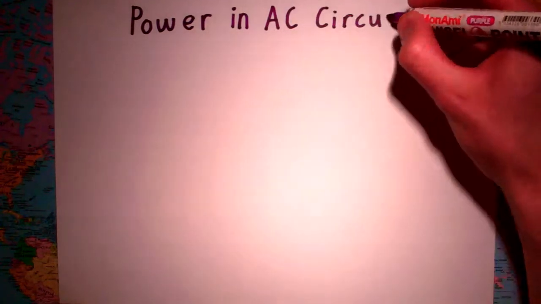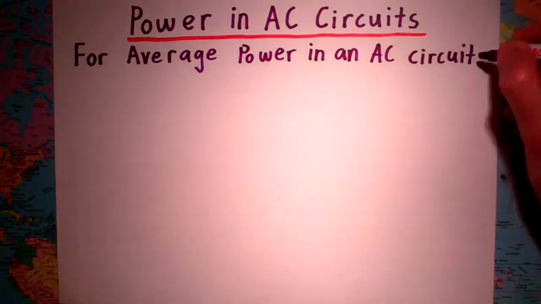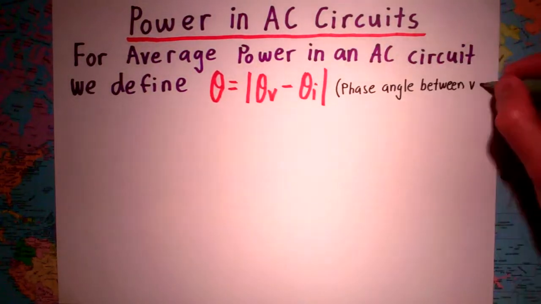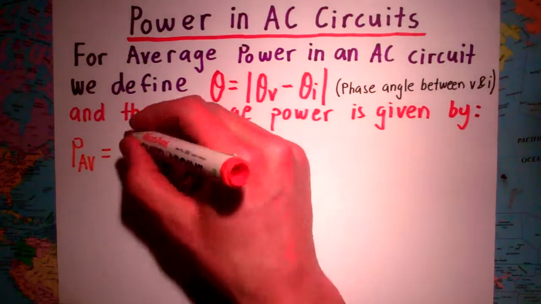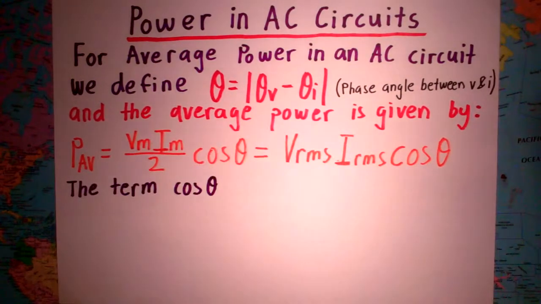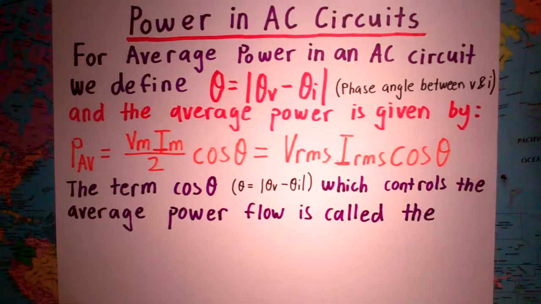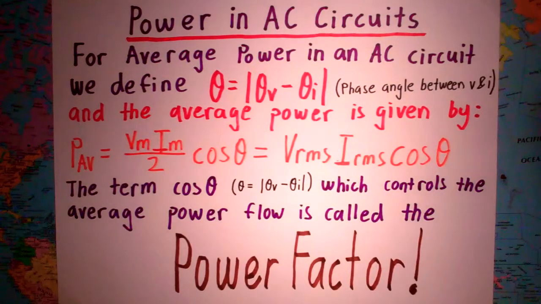Power in AC circuits. For the average power in an AC circuit, we define theta equals the absolute value of theta V minus theta I, which is the phase angle between the voltage and current, and the average power is then given by the product of the amplitude of voltage and current divided by 2 times the cosine of theta. The term cosine of theta, which controls the average power flow, is called the power factor.